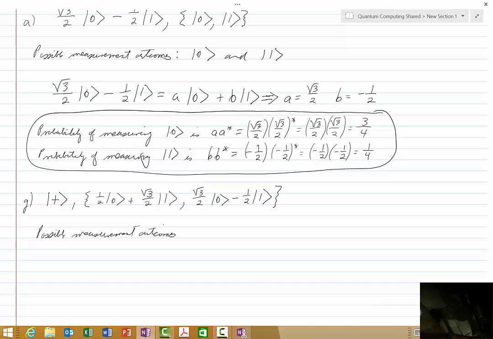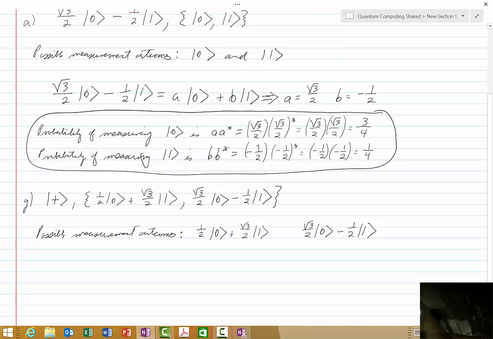So let's now work it all together. As I was saying, as was the case with Part A, again here in Part G, the possible measurement outcomes are simply the terms in the measurement basis. So one outcome would be 1/2 times the 0 ket plus square root of 3 over 2 times the 1 ket, and the other possible outcome would be square root of 3 over 2 times the 0 ket minus 1/2 times the 1 ket.